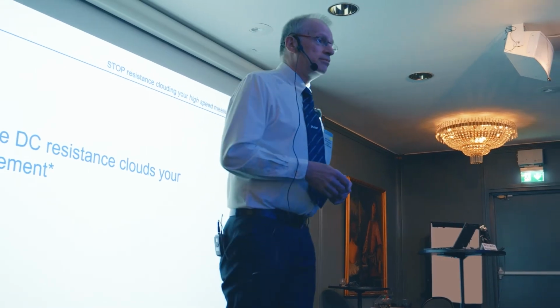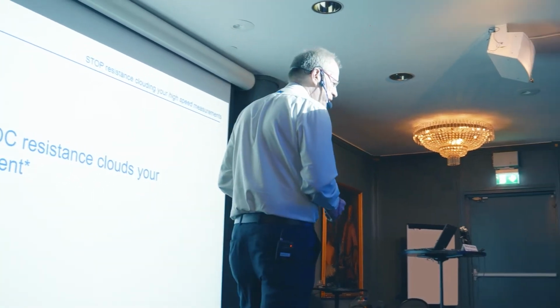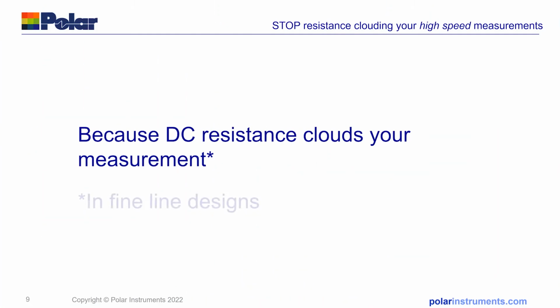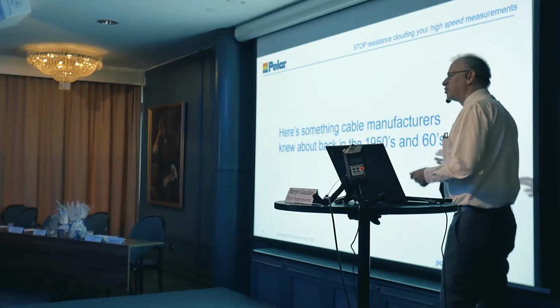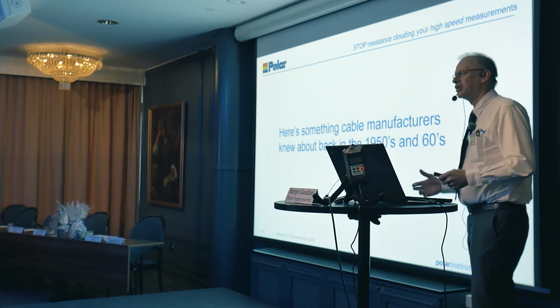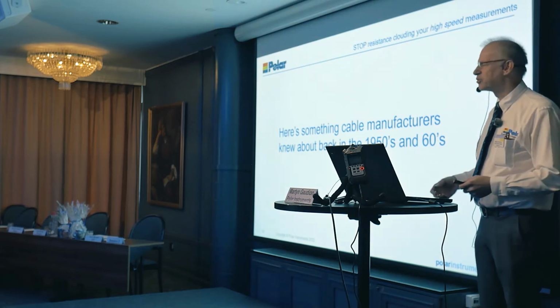With broader geometries, measurement of impedance has been pretty straightforward. There's nothing been clouding the measurement, but as the geometries have got finer and finer, we're starting to see DC resistance clouding your measurement, specifically in fine line designs. It's new to us in the PCB industry, but if you go back to the 50s and 60s, cable manufacturers have known about this for a long, long time, and series loss in a cable is just another spec. How many ohms per metre, per kilometre, series resistance is there in a cable? But the geometries we worked with in PCBs, we can quite safely ignore that until now.